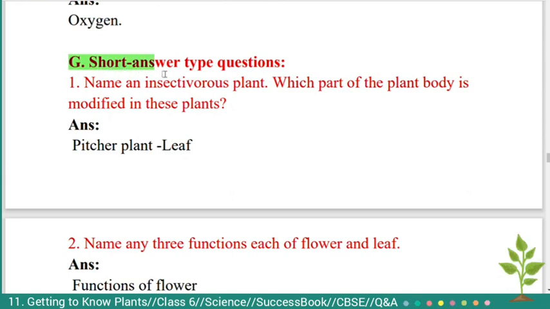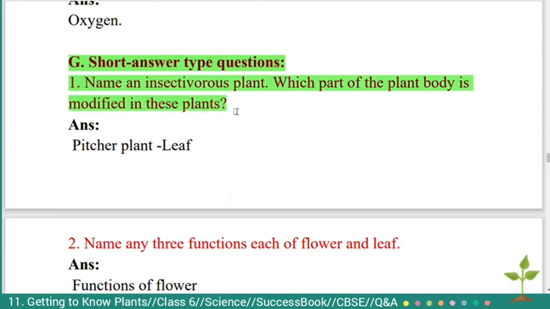Next main G, short answer type questions. First question is, name an insectivorous plant. Which part of the plant body is modified in these plants? Answer, pitcher plant, and part of the plant body is leaf.